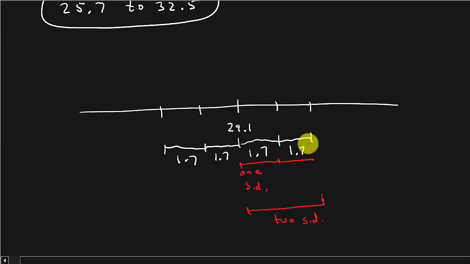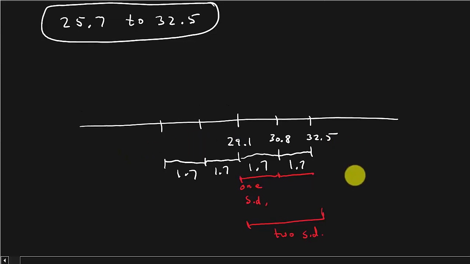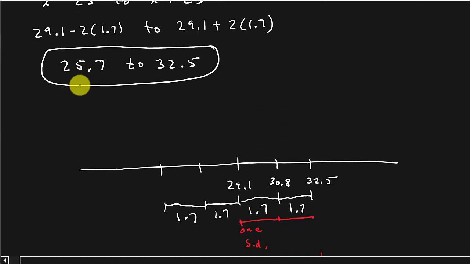And look, if you do 29.1 plus 1.7, that's going to give you 30.8. Then if you add 1.7 again, that's going to give you 32.5. The same way, if you subtract 1.7 and subtract 1.7 again, that would get you to 25.7. That's what they mean when they say 2 standard deviations on either side of the mean. Between these 2 numbers right here, at least 75% of the students would fit into that group.